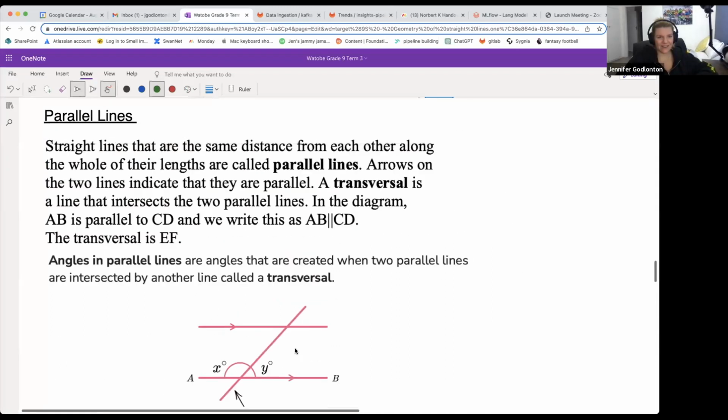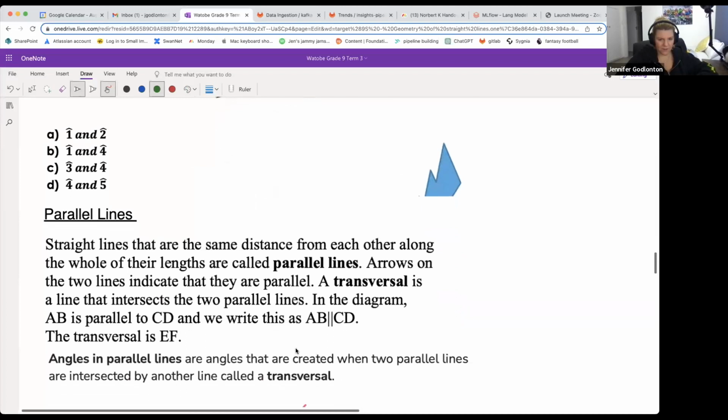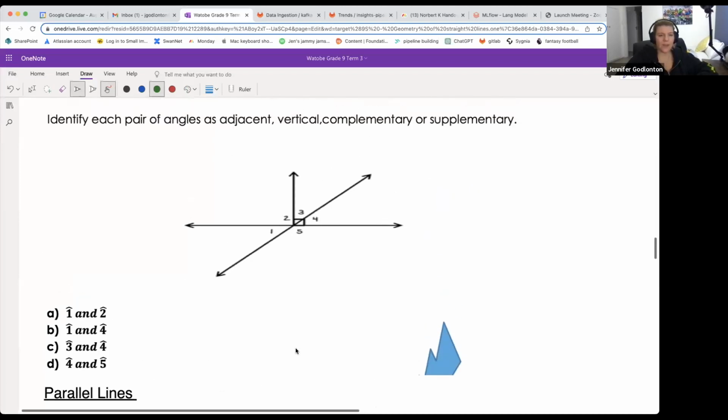Okay, let's quickly have a look up here. For this one, what we want to do is have a look at the different angles. For example, over here, we've got angles 1 and 2. So that's this angle here and this angle here.